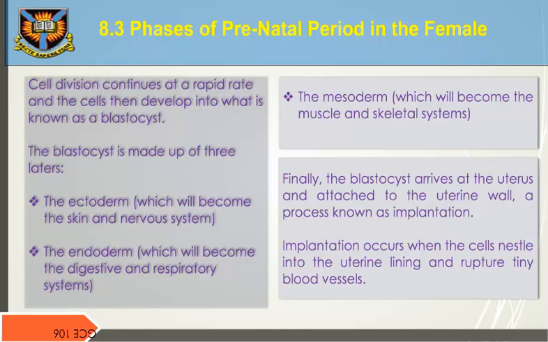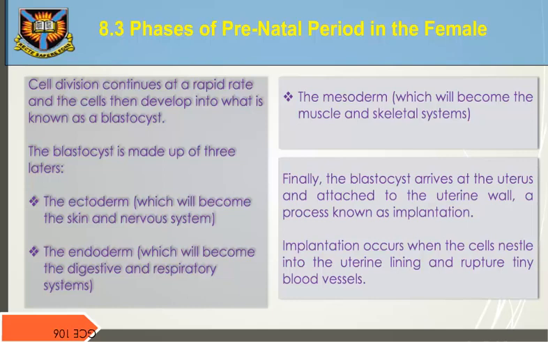Cell division continues at a rapid rate, and the cells then develop into what is known as a blastocyst. The blastocyst is made up of three layers: the ectoderm, which will become the skin and nervous system; the endoderm, which will become the digestive and respiratory system; and the mesoderm, which will become the muscles and skeletal systems.